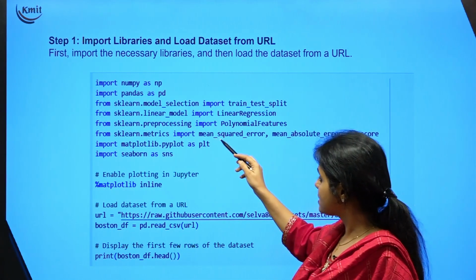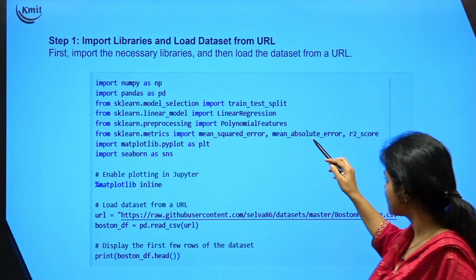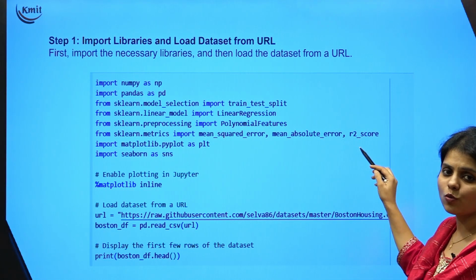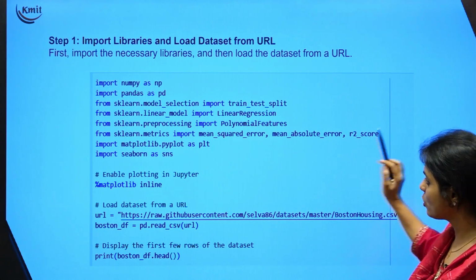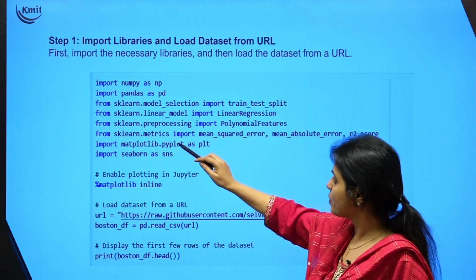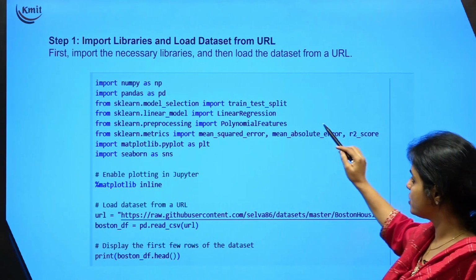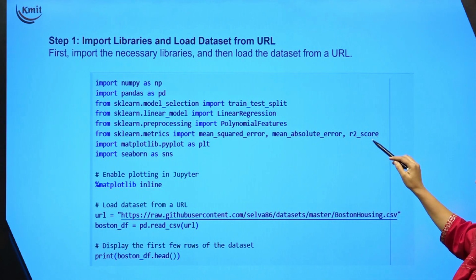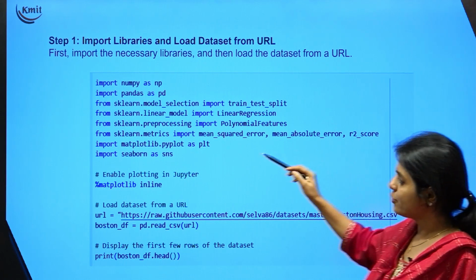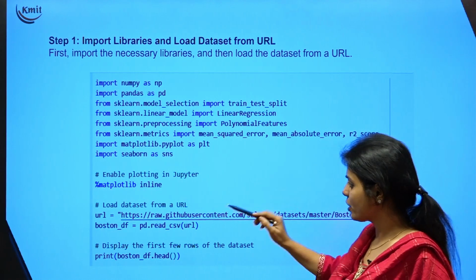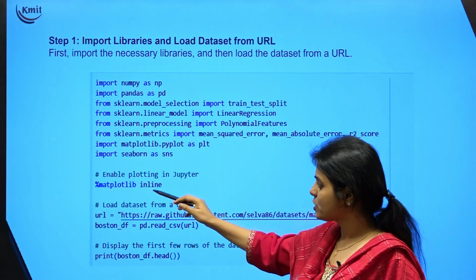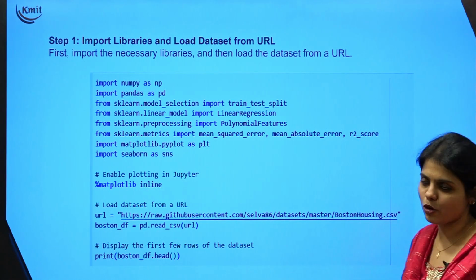In the last session we saw mean squared error and mean absolute error. In this session I would also like to include R square. So from sklearn.metrics I'll import the mean_squared_error function, the mean_absolute_error function, and the r2_score function. For simple visualization I'm also importing matplotlib and seaborn. If you want to work with Jupyter, you have to use matplotlib inline.